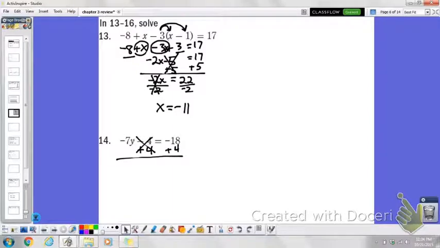The 4 and the negative 4 on the left cancel out, so I have negative 7y equal to negative 18 plus 4, which is negative 14. Divide both sides by negative 7. Negative 7's on the left cancel out, so I have y is equal to 2.